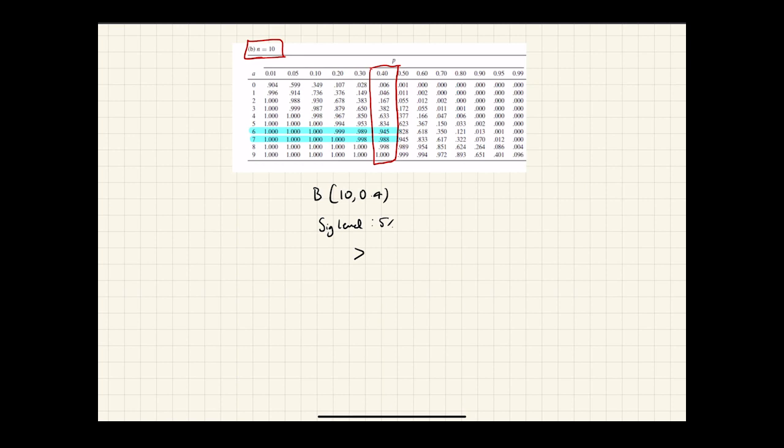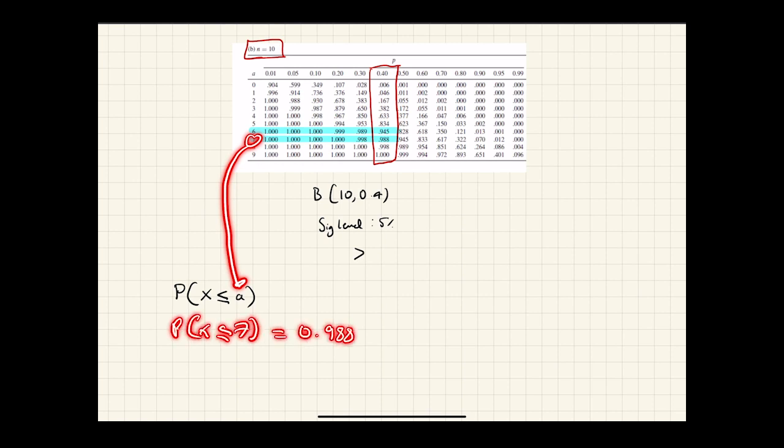So what does the binomial table actually tell us? Well, the numbers in the binomial tables are actually telling you the probability that x is less than or equal to a value of a, and a is given over here. So since I said 7 here, you could put that 7 here and get the probability that x is less than or equal to 7 is equal to 0.988. So that's how this table is working.